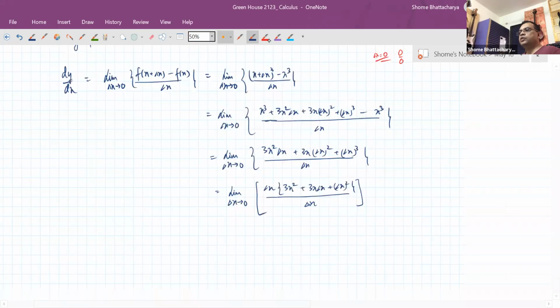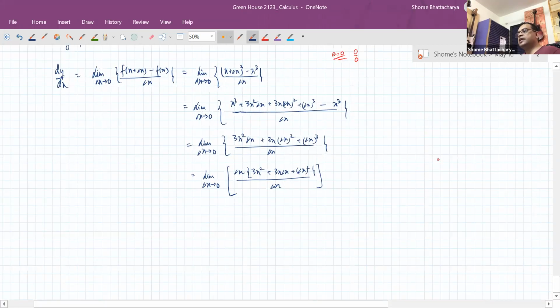See, what I know about delta x is that delta x is tending to 0, but definitely delta x is not equal to 0. So as long as it is not equal to 0, I can cancel these two. Understood the point? In maths, a by a is equal to 1 as long as a is not equal to 0. If it's 0, then it's not defined. So it has to be non-zero. So here also, delta x is a non-zero quantity. It's tending to 0, but it is not equal to 0.